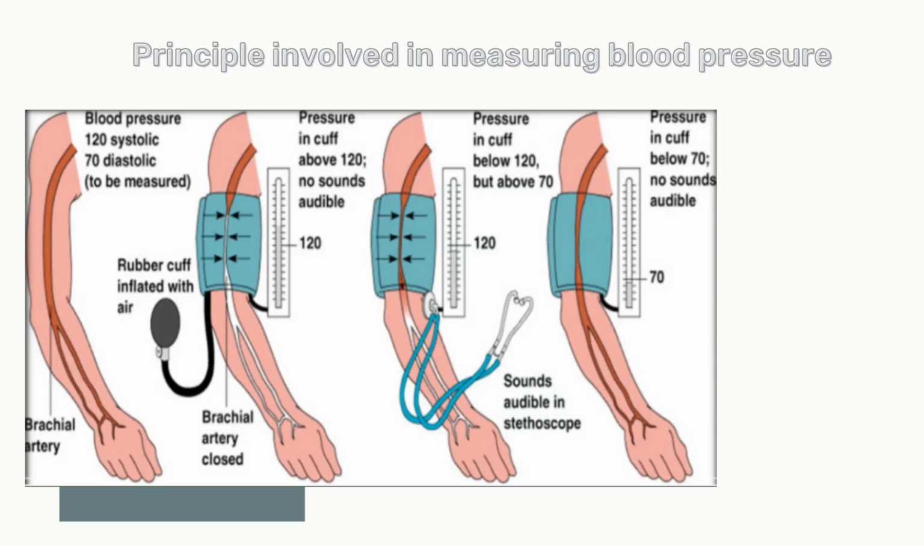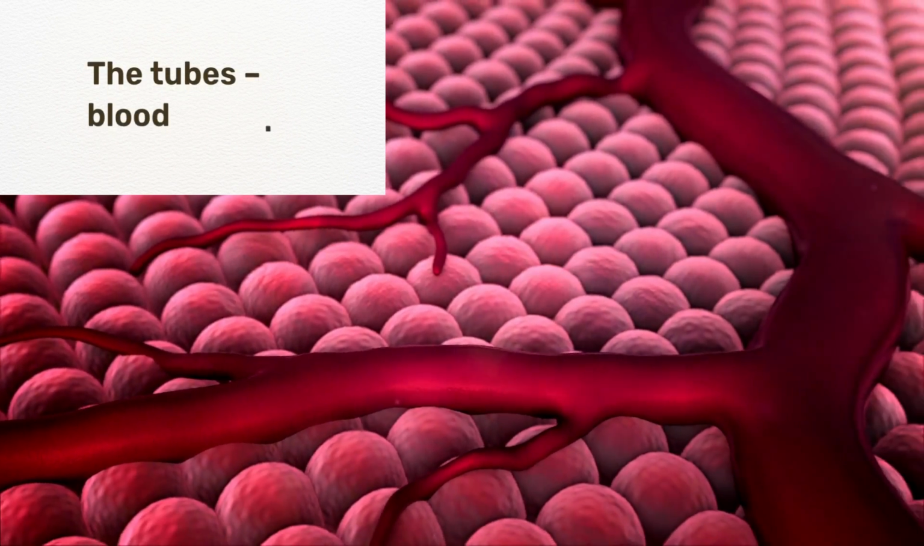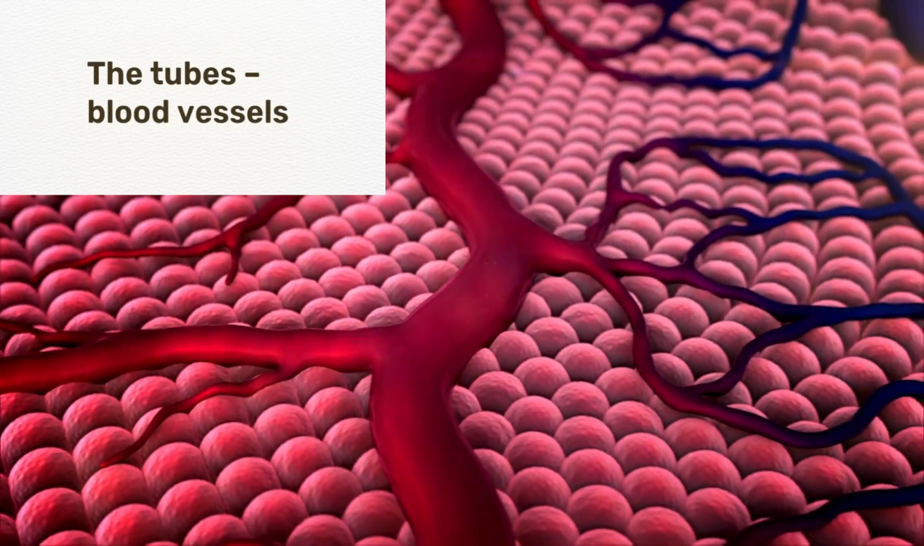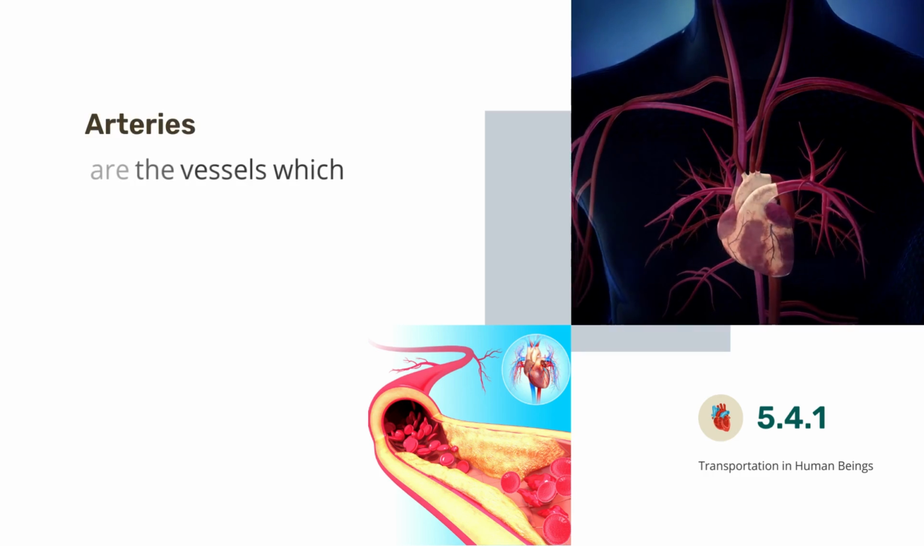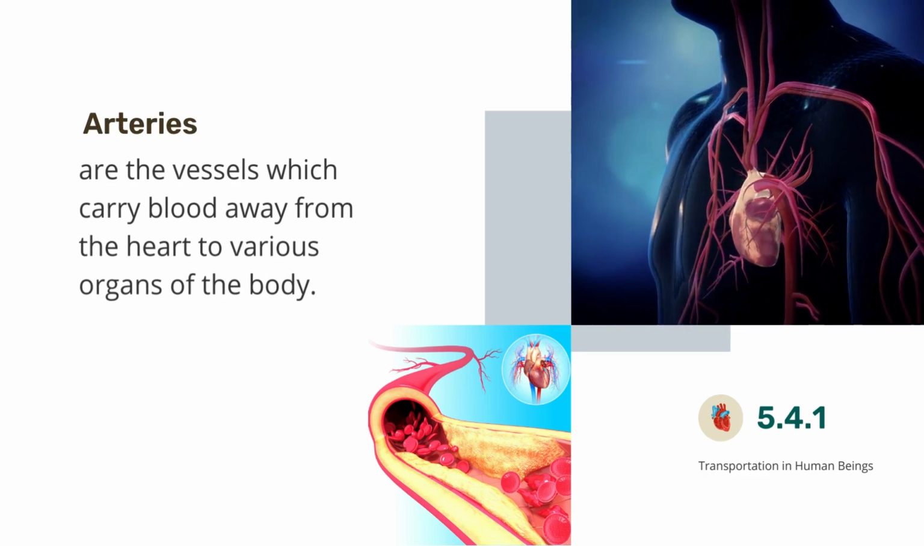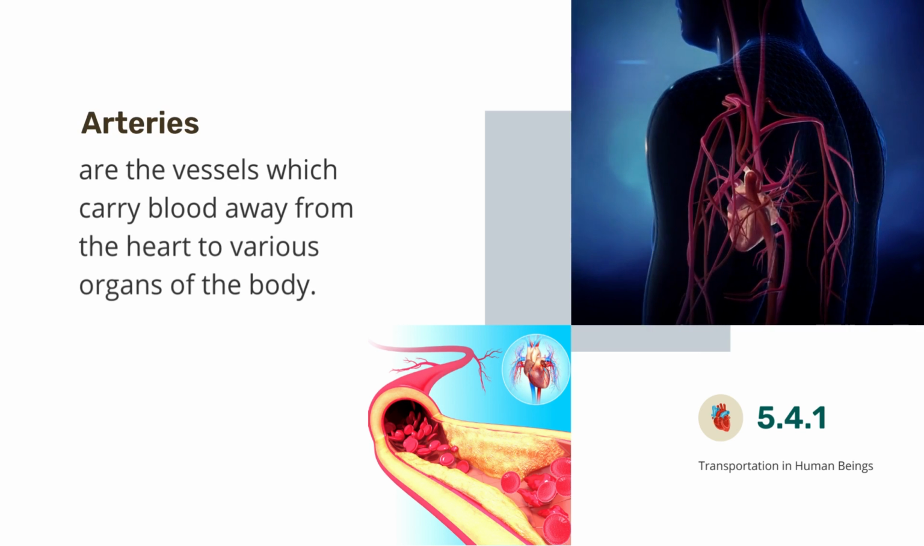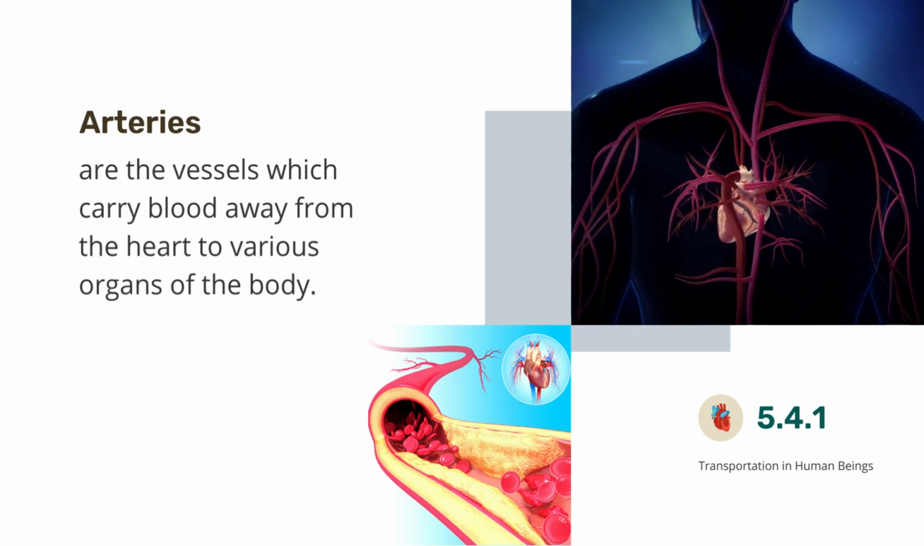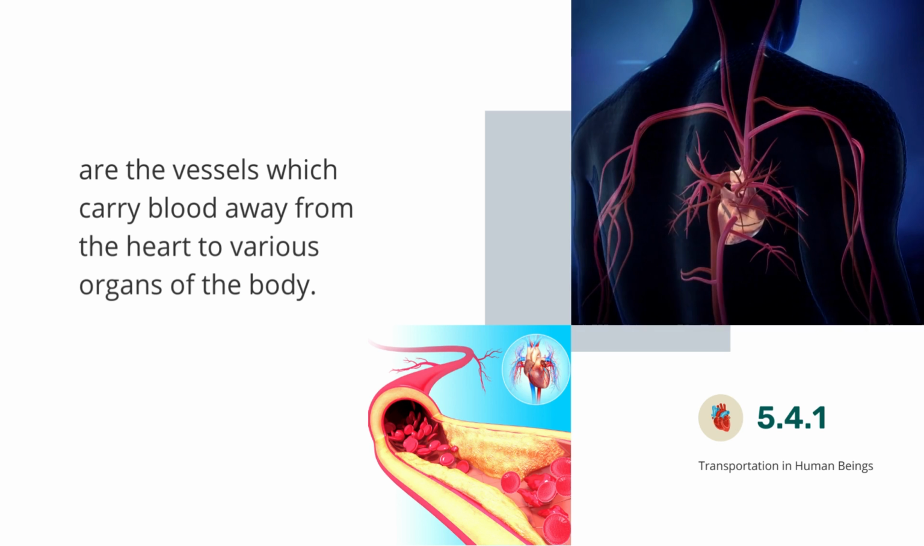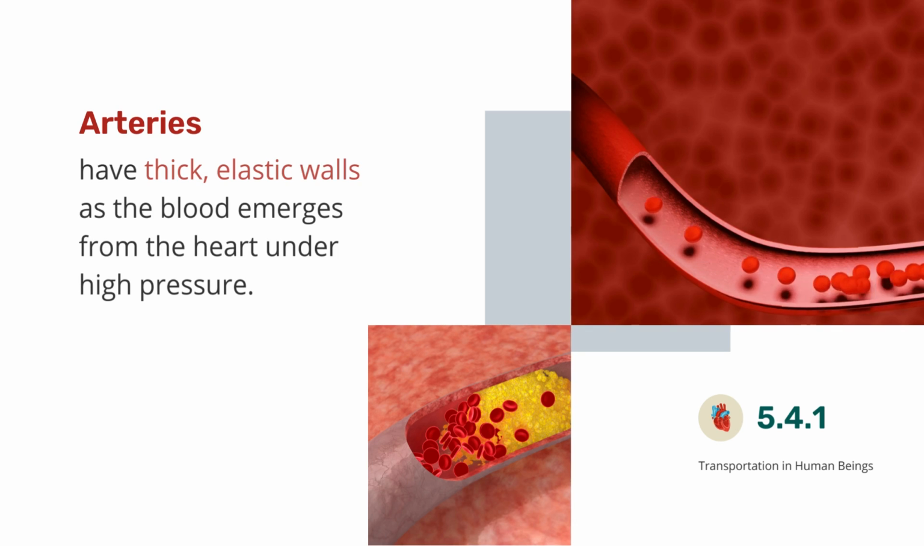Now, coming back to the heart, let's talk about the tubes, the vessels of the blood. Arteries are the vessels which carry blood away from the heart to various organs of the body. Since the blood emerges from the heart under high pressure, the arteries have thick elastic walls. So now you know why they have thick elastic walls, because the blood emerges from the heart under high pressure.